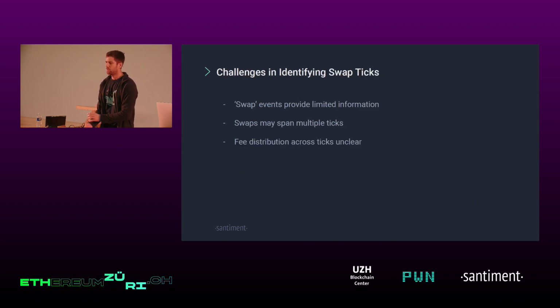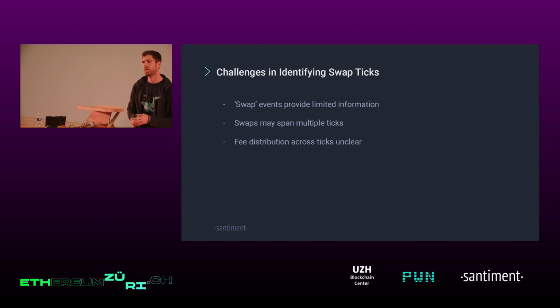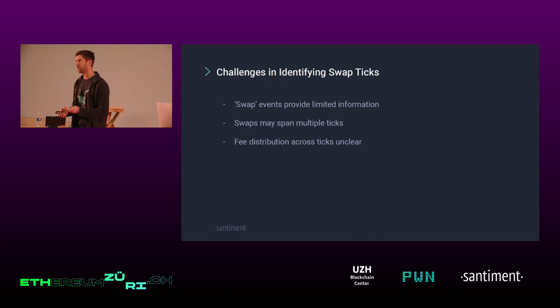But the thing is that swaps don't always happen at single ticks. So you could have a swap that starts at tick 0 and ends at tick 4, right? And first of all, when we look at on-chain data to see what tick swaps take place at, we look at swap events, and the swap event only tells you which tick the swap finishes at, which is already a problem.